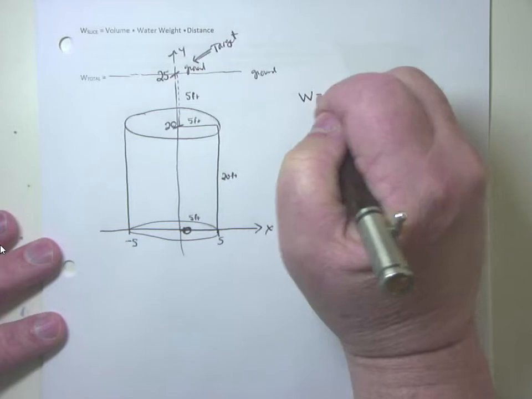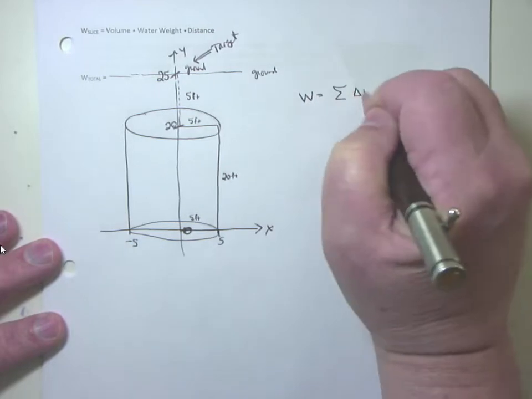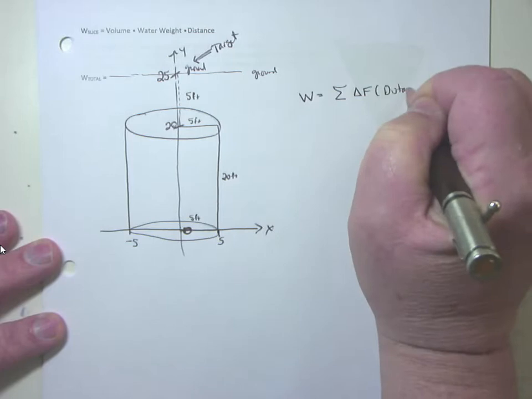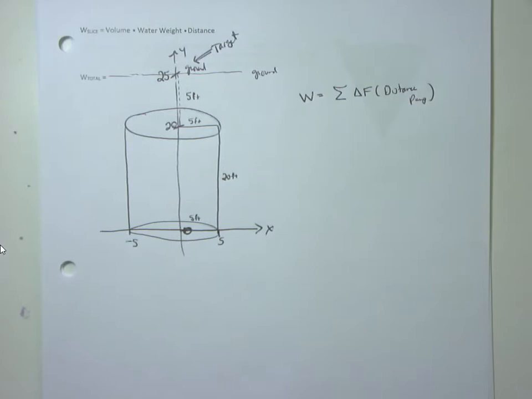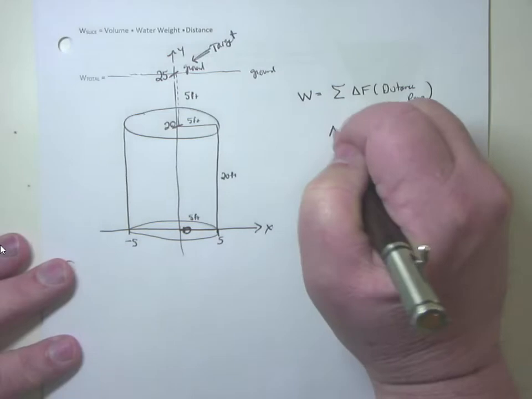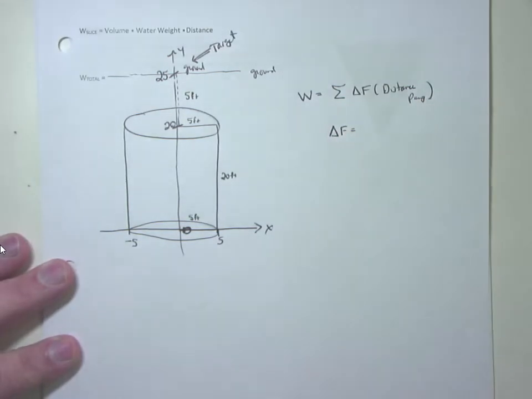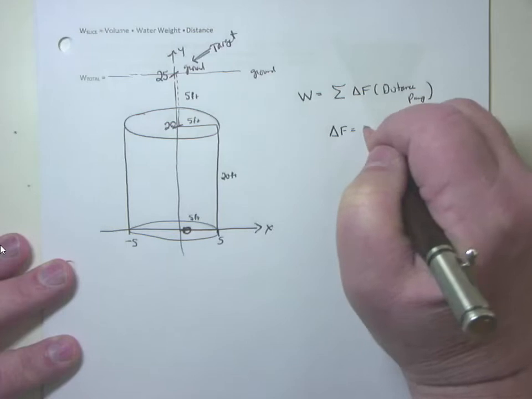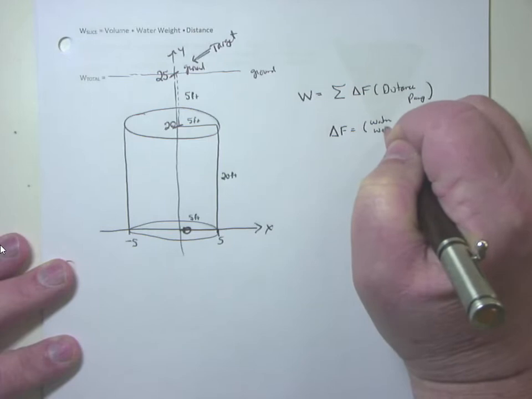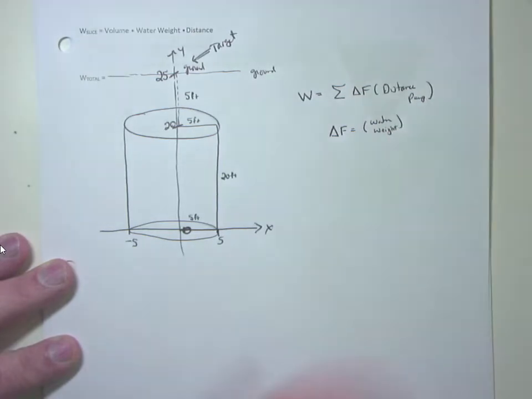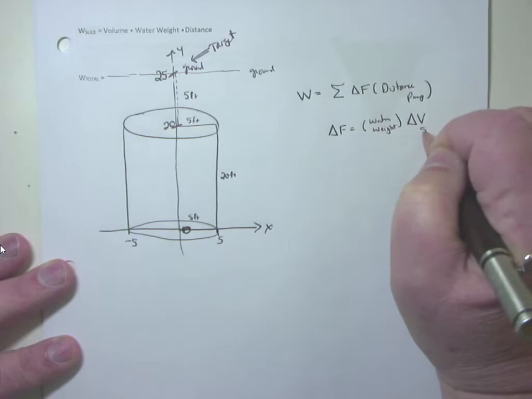Here's my formula. Work is equal to the sum of the delta force times the distance that you have to pump. It is the same formula that I used to pull baby Jessica out of the well, except instead of lifting the baby out of the well, now we're pumping the water out. Delta force, however, is going to be something new for this particular problem. It is going to be your water weight, or whatever liquid you happen to be dealing with, times the delta volume slice.